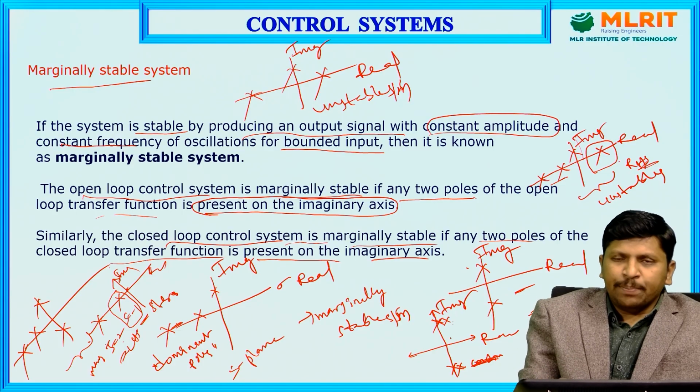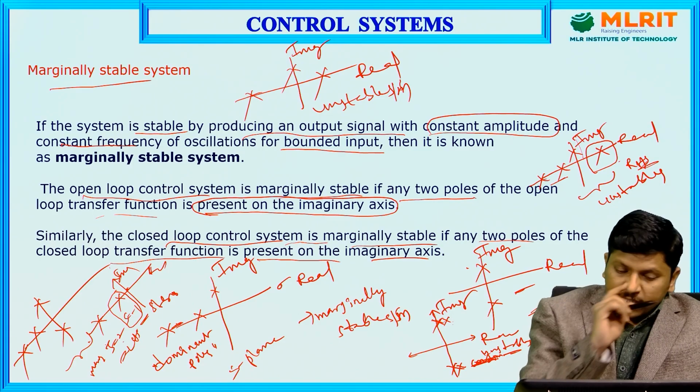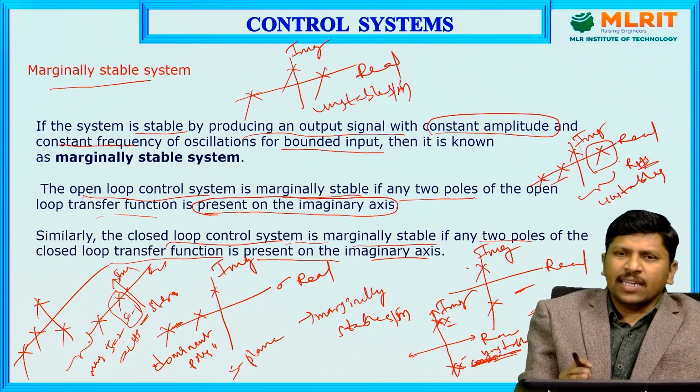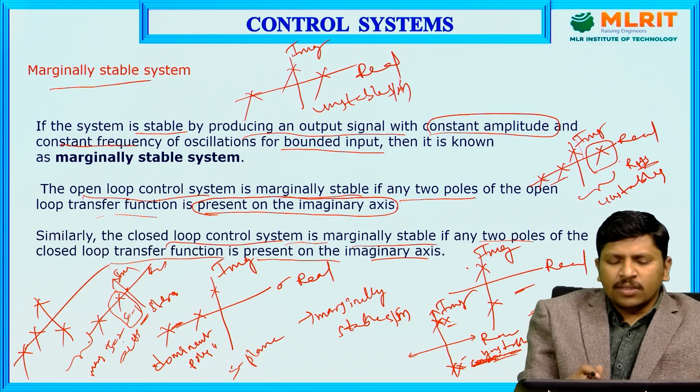So if these repeated poles are present, then these types of systems are unstable only. Marginally stable, even if repeated, no problem. And marginally means at least one or two poles are present on the imaginary axis, and if any poles are present on the left side, there is no problem. These types of systems are marginally stable.